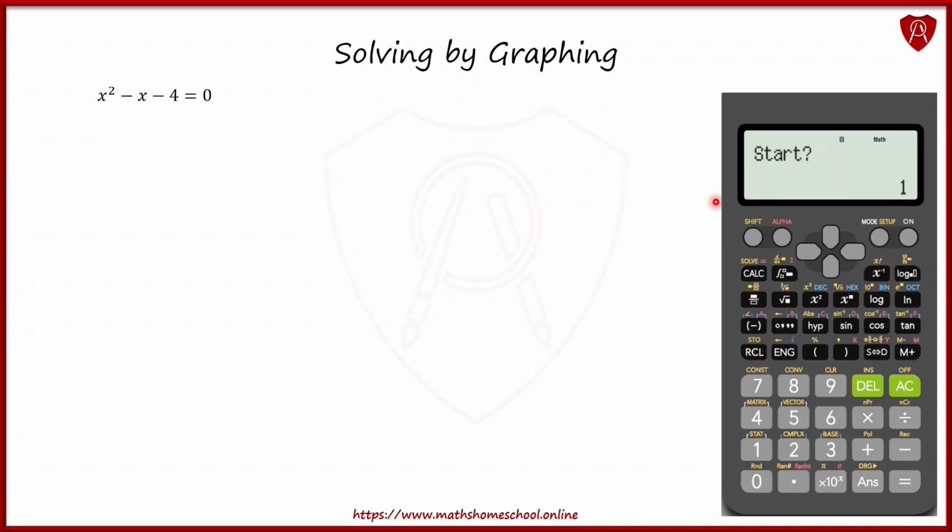Press equals. Starting point. Let's start at x is equal to negative 4. Press equals. Let's end at x is equal to 5. Press 5. Press equals. Steps. Let's key in 1, in steps of 1. Equals. We get our table of values.